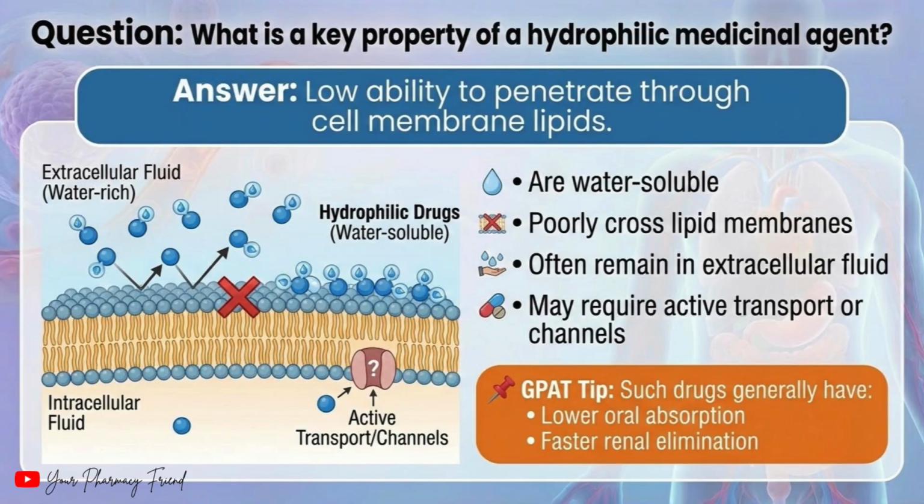What is a key property of a hydrophilic medicinal agent? Low ability to penetrate through cell membrane lipids. A hydrophilic medicinal agent has low ability to penetrate through cell membrane lipids. Such drugs remain mostly in extracellular fluids and generally exhibit lower oral absorption and faster renal elimination. Hydrophilic drugs may require active transport or channels to enter cells.